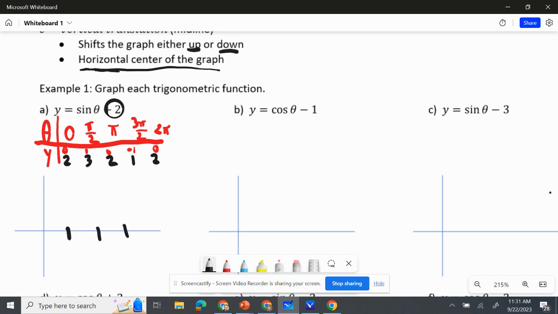So when I graph this, what I have is my 2 pi. This time I'm going up to 3. And when I graph it, I have 2, 3, back to 2, back to 1, and then back to 2. Now notice that my midline is the middle of the graph, and that right there is a positive 2. So whatever my C value is, that right there is my midline. It shifts the graph up and down.